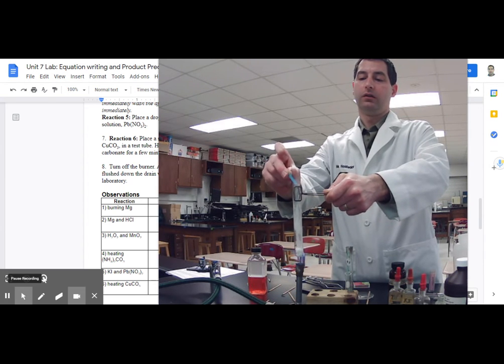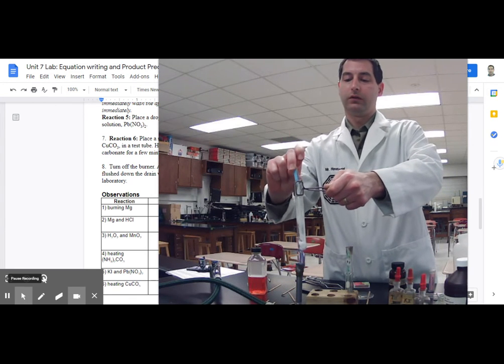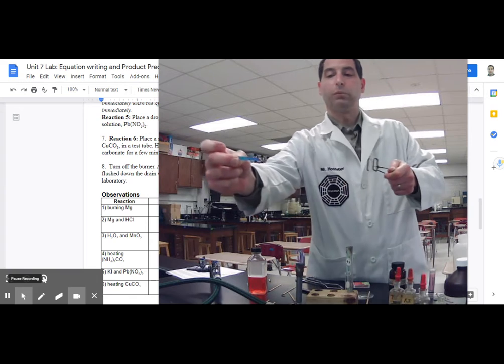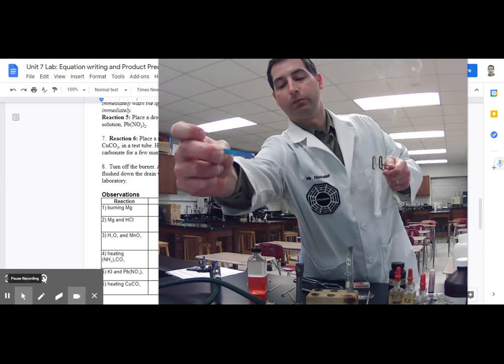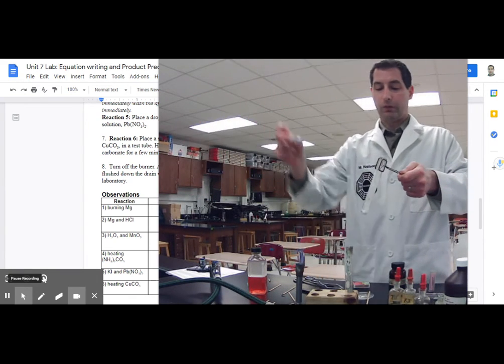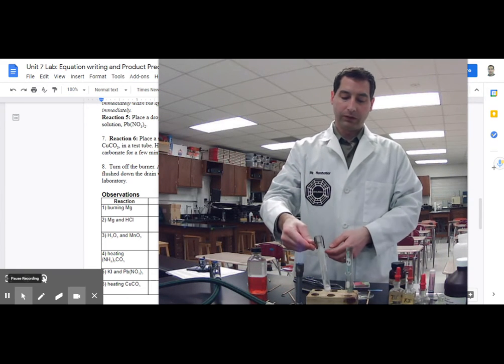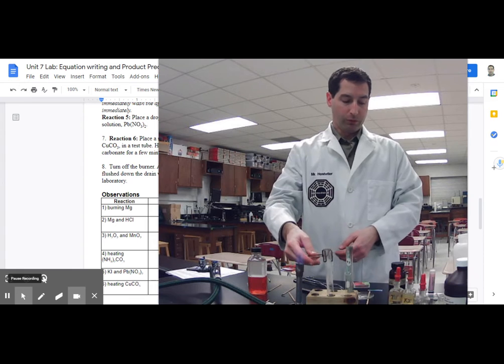So you can see that our test paper is turning from a blue to a purplish to a pinkish as we generate our water vapor. So you can see that little pink showing up on the corner there. So that's how we know we have water vapor. So those are the 3 tests with the ammonium carbonate.